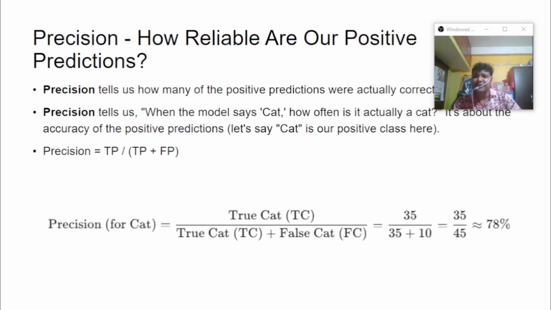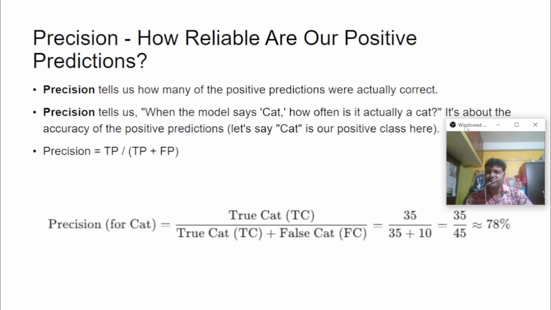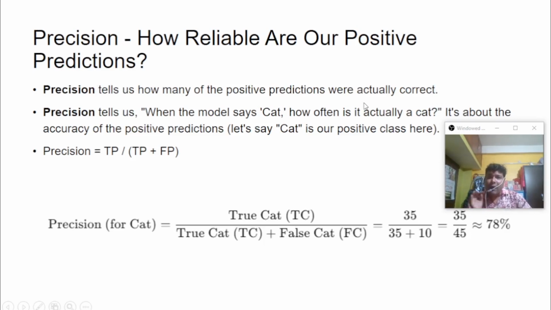Next, precision. What is precision? Precision means how many of the positive predictions were actually correct. Precision tells us when the model says cat, how often it is actually a cat. It is about the accuracy of the positive predictions. The formula is true positive divided by true positive plus false positive.